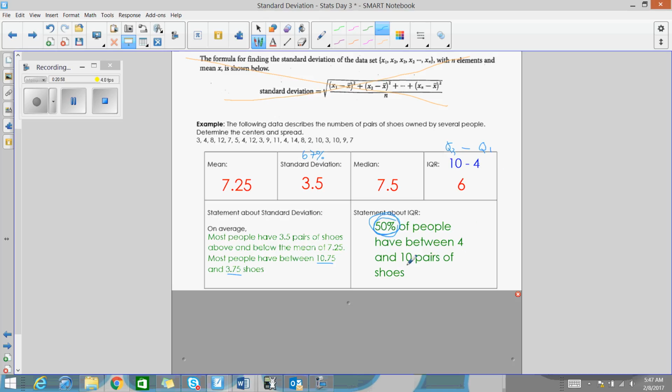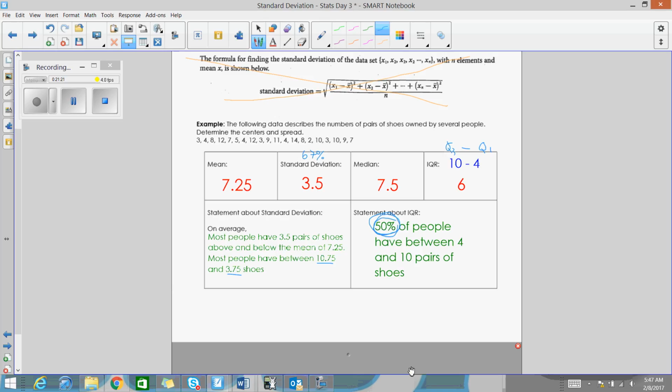But IQR is exactly 50% of people, and it tells you where they range from: 4 to 10 pairs of shoes. Your median is your middle number after you cancel out low and high, not necessarily the middle of 4 and 10. So the statement about your IQR is that 50% of people have between 4 and 10 pairs of shoes, a range of 6 pairs. That's what we're doing today: finding our data and then building some understanding of standard deviation and IQR.